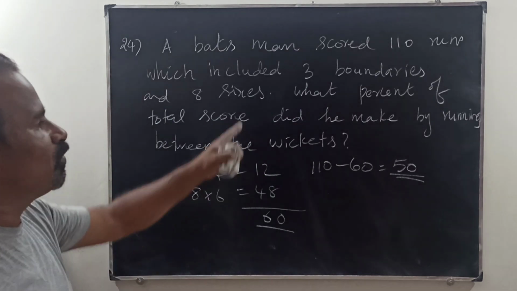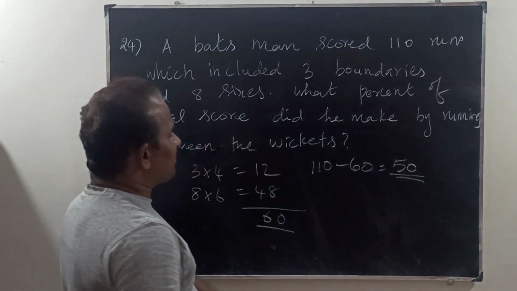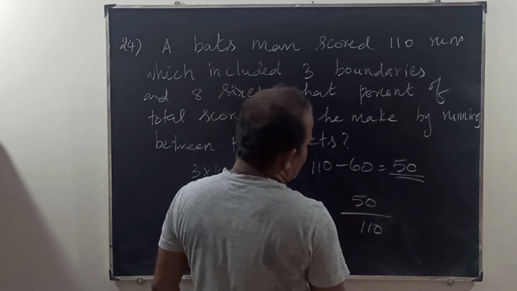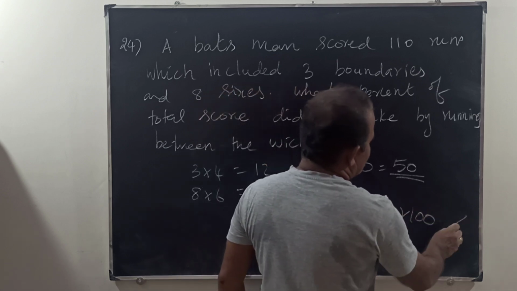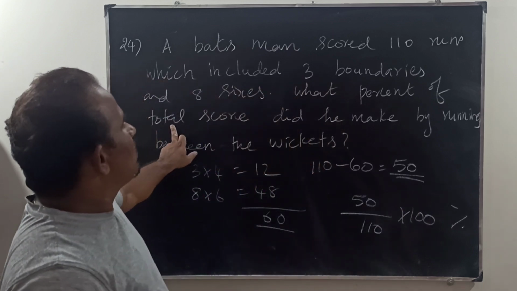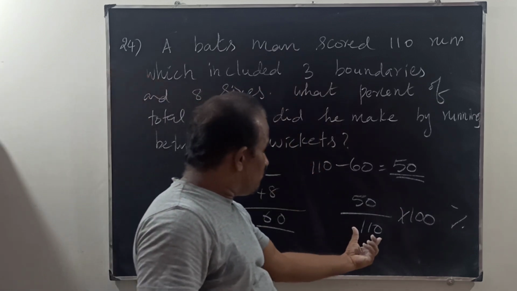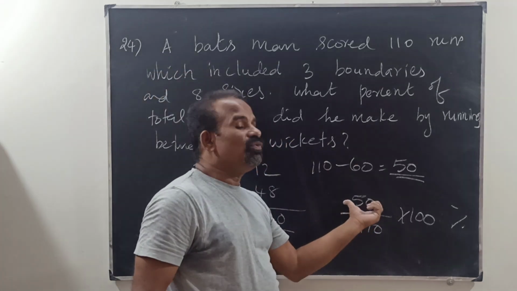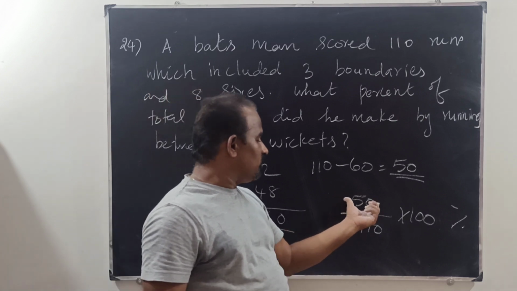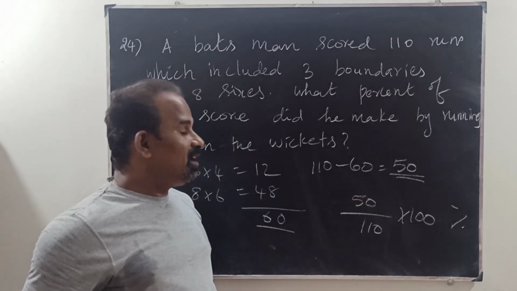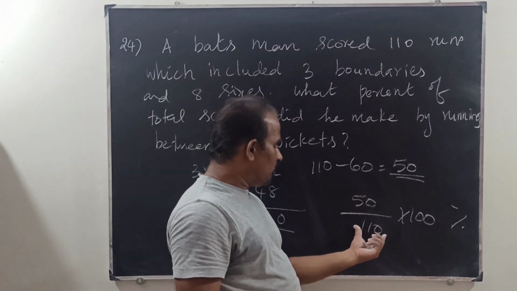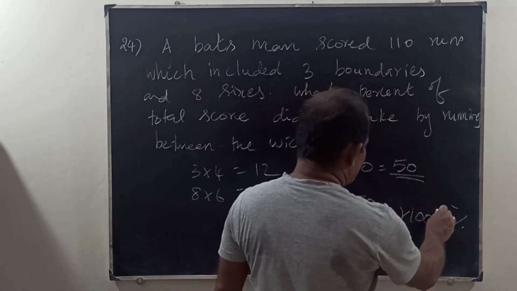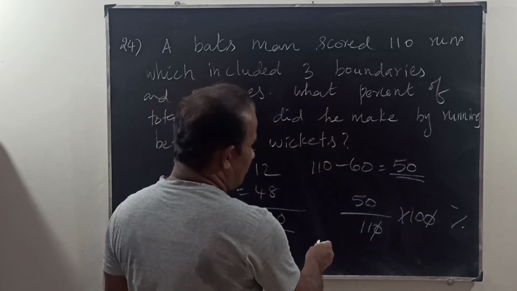What percentage of 110? Okay. So the answer is 50 divided by 110 into 100 percentage. So what percentage of the total score did he make by running between the wickets? 50 runs he made. Actually 50 runs only he made running between the wickets. Therefore 50 divided by 110 into 100. So therefore this will become 500 by 11.